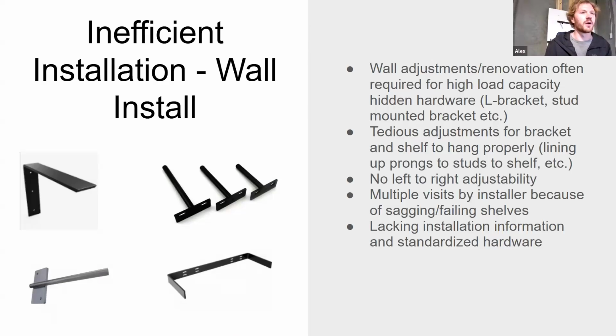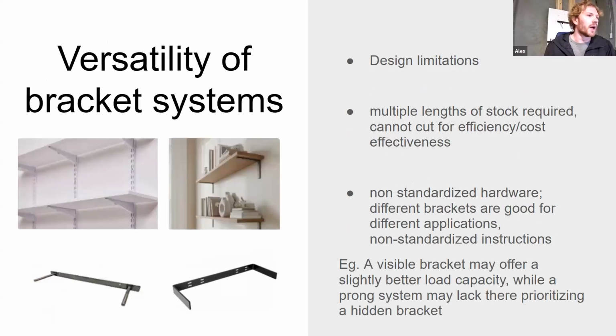All these have different hardware. Often they are not very common, and that leads to other issues as well. Versatility of bracket systems: again, there are design limitations for certain things. Of course, you've got a difference between hidden floating shelf brackets and regular floating shelf brackets, right? But if you want a hidden solution, often you have to sacrifice strength.